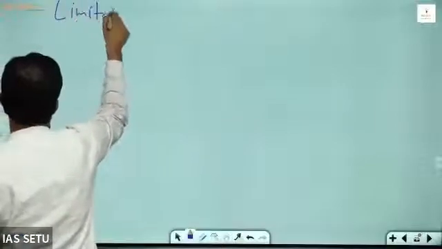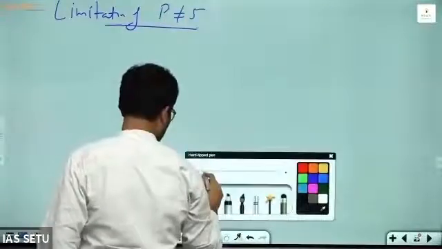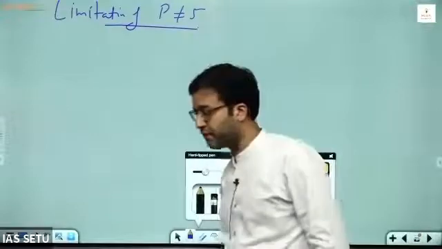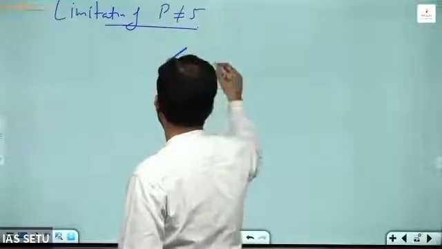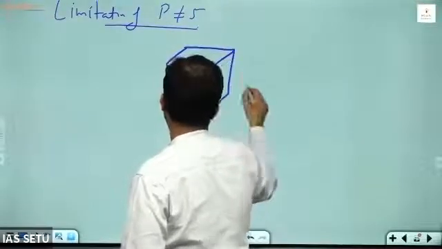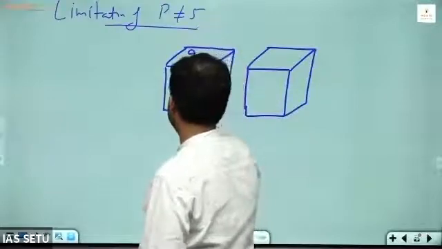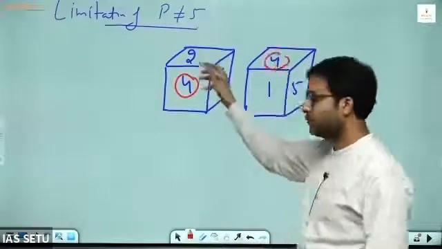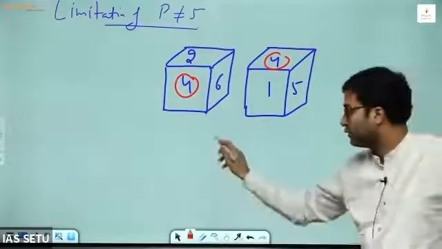नेक्स्ट, लिमिटेशन ऑफ प्रॉपर्टी 5. What is limitation of property 5? This is given 2, 4, 6, 4, 1, 5. Here common 4. And you can say 4 is having 2 adjacent, 6 adjacent, 1 adjacent, 5 adjacent. Can you tell me what is opposite of 4 in this question? 3.